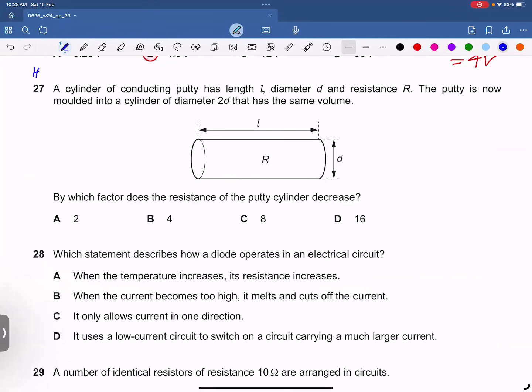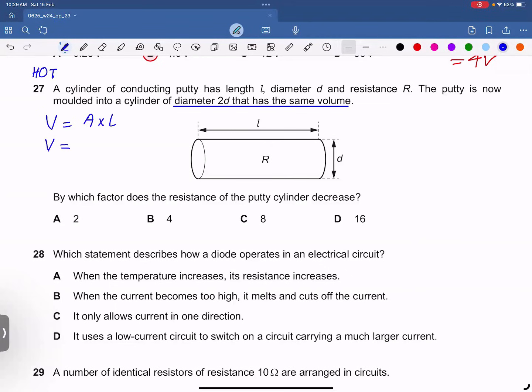Hot means higher order thinking. A cylinder of conducting putty has length L, diameter D, and resistance R. The putty is now molded into a cylinder of diameter 2D, same volume. It's a very tricky question, my dear students. If the diameter is doubled and volume is the same, the length must change. Why? I will tell you. The volume is equal to the area of cross section times the length.